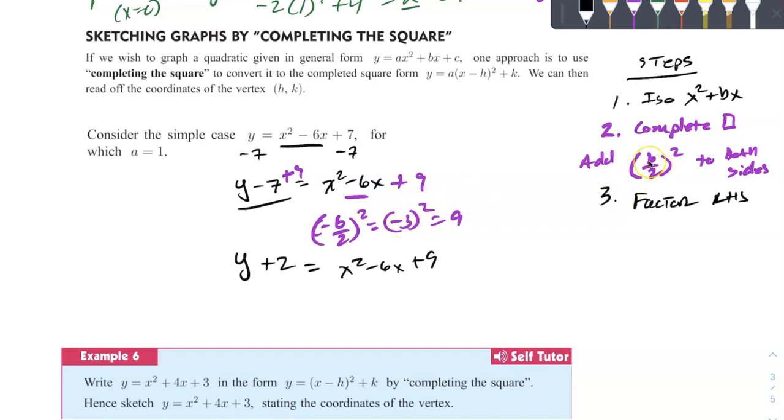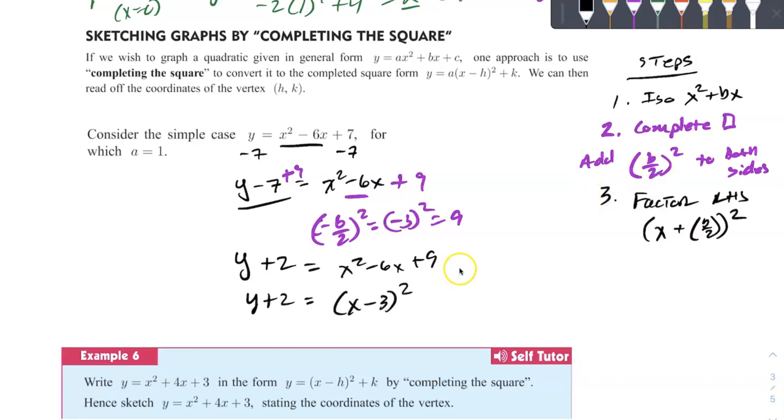It's always this guy. So it's always going to be x plus whatever b over 2 is, well, before you square it. So in this case, it's -3. That makes sense. -3 times -3 is 9. -3 plus -3 is -6. So it's always going to work out that way. So it's always going to be the thing before you square it. So it's going to be y plus 2 equals x minus 3 squared.